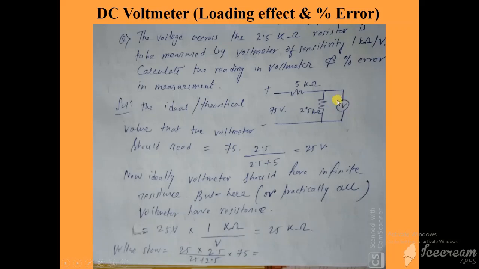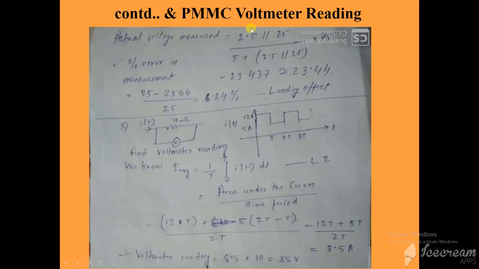The voltmeter is measuring across a combination of these two, right? The voltmeter is actually connected across a parallel combination of 2.5 kilo ohm and 25 kilo ohm, in series with a 5 kilo ohm resistance. So this is done here. Let's see, this 2.5 parallel to 25. We need to measure the voltage across this.